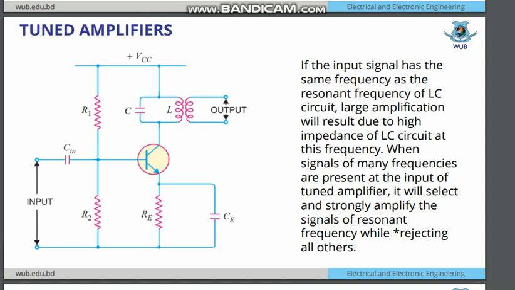So if the input signal has the same frequency as the resonant frequency of the LC circuit, large amplification will result due to the high impedance of the LC circuit at this frequency. When signals of many frequencies are present at the input of the tuned amplifier, it will select and strongly amplify the signals of resonant frequency while rejecting all others. That means in a certain kind of input, there are a lot of frequencies. But if you set the LC circuit to a certain frequency, the amplifier will operate at that frequency and reject all other frequencies.